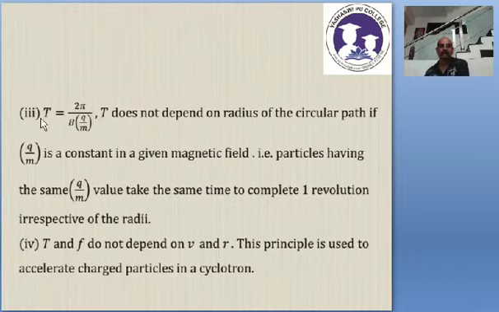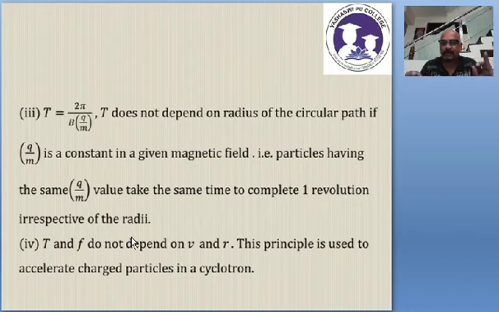So if that is the thing, and again notice this time period is 2 pi m divided by QB. I have written this m here in the denominator of the denominator. T does not depend on the radius of the circular path. If Q by m is constant in a magnetic field, that is, particles having the same Q by m value take the same time to complete one revolution irrespective of the radii. Only one thing that you have to understand from this is time period does not depend on the radius of the circular path. Time taken for one revolution does not depend on the radius of the circular path.